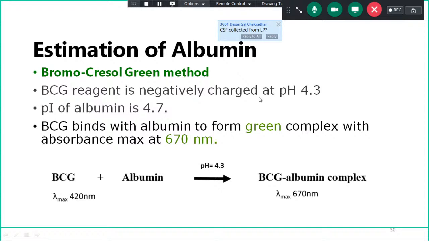Yes, CSF is collected by lumbar puncture.